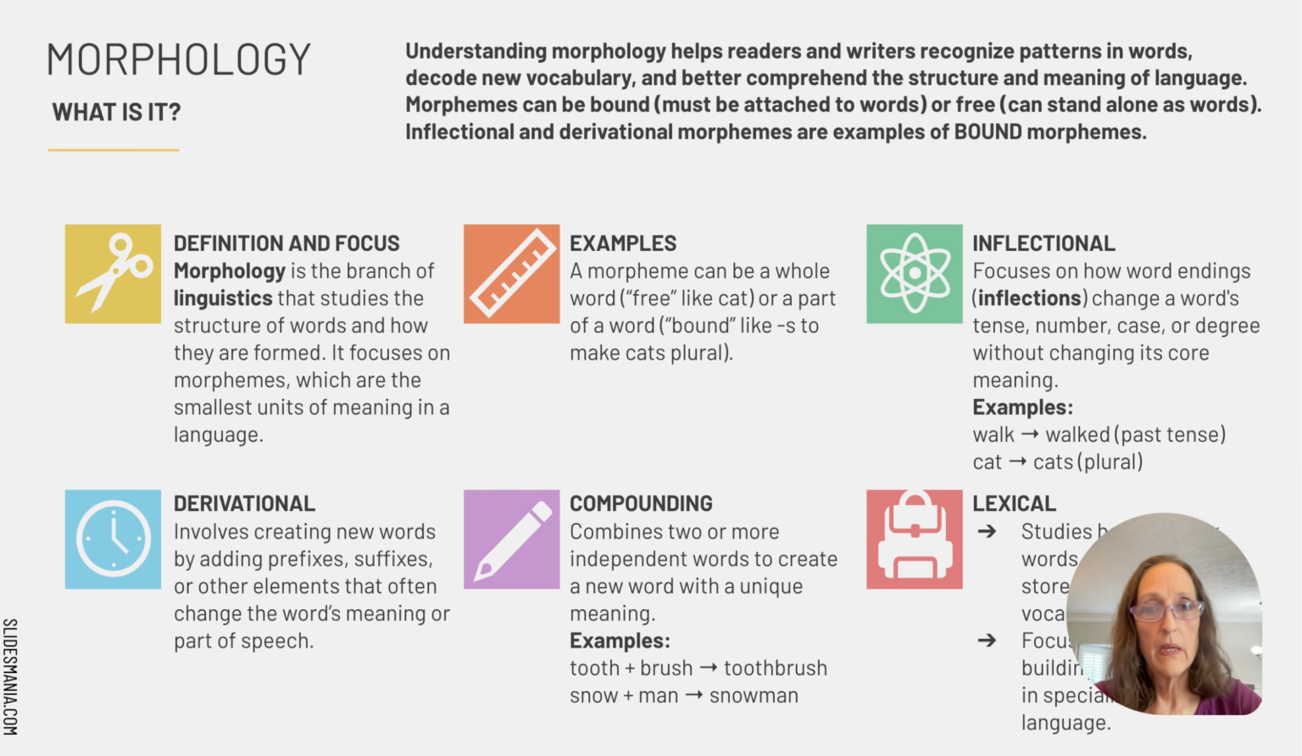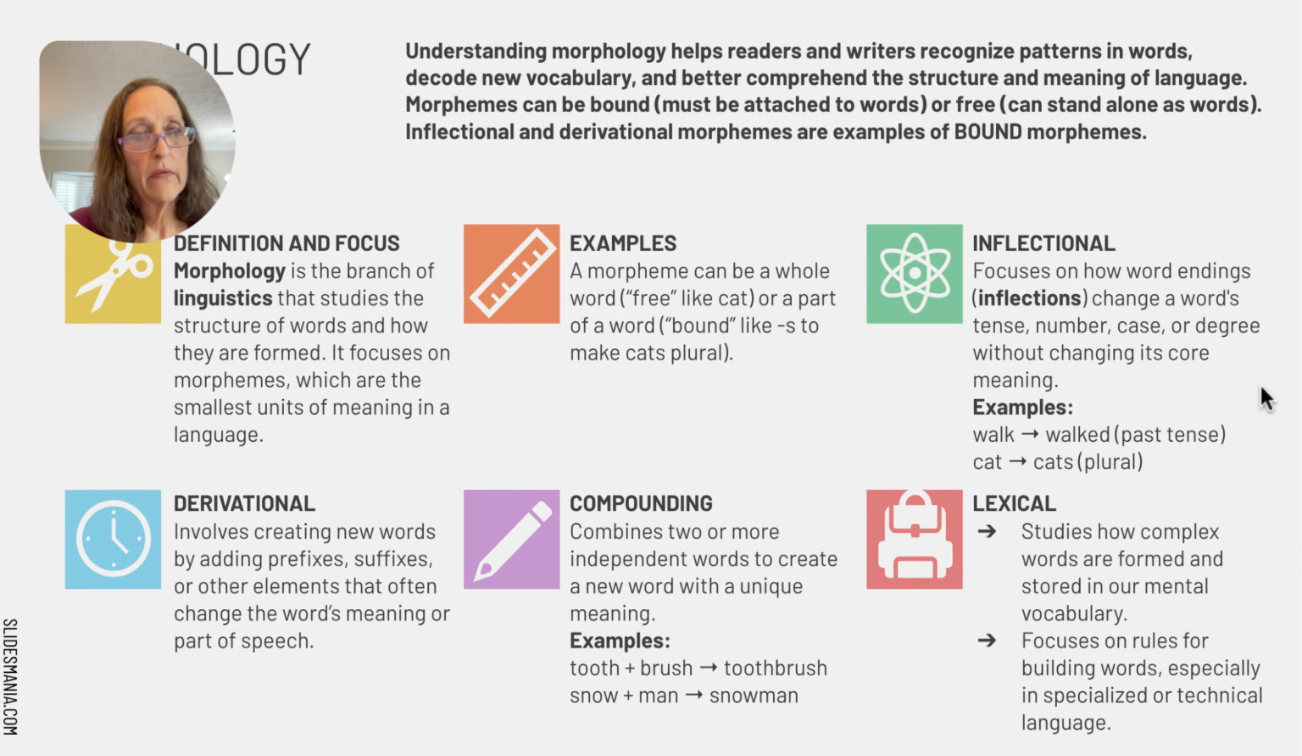Then we have compounding. So think compound words, of course. So that combines two or more independent words to create a new word with a unique meaning. So some examples will be tooth plus brush equals toothbrush, or snow plus man equals snowman. And then lexical. So a lexical morphology studies how complex words are formed and stored in our mental vocabulary. It focuses on rules for building words, especially in specialized or technical language.